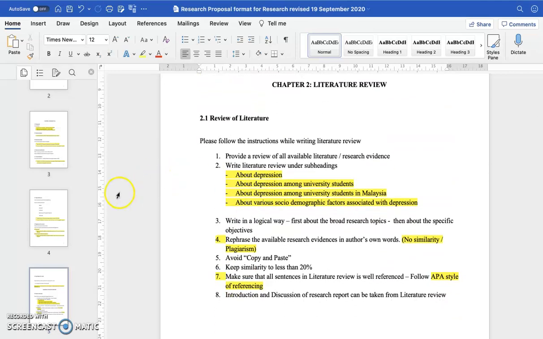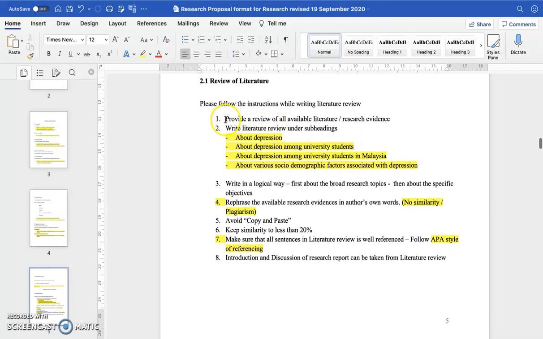Now, chapter 2. Chapter 2 is the literature review. Literature review means we have to review all the available evidence. So please follow the instructions while writing the literature review. What are the instructions? Provide a review of all available literature or research evidence. You have to collect all the related studies, full text articles. Don't download the abstract alone. You have to download full text articles whenever possible. Then write the literature review under subheadings.